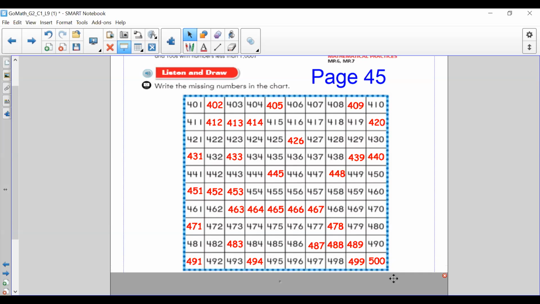Look at that. 491, 492, 493, 494, 495, 496, 497, 498, 499, 500. So just keep in mind that when you get to the end of one group of hundreds, you're going to start with a whole new 100.